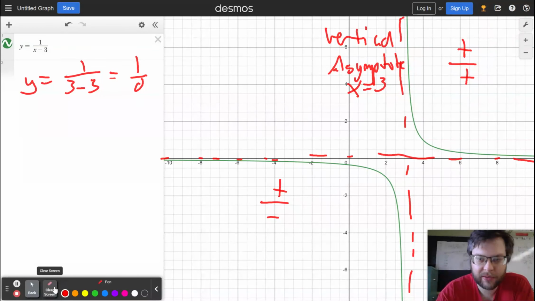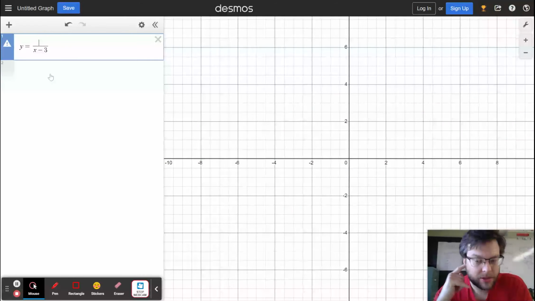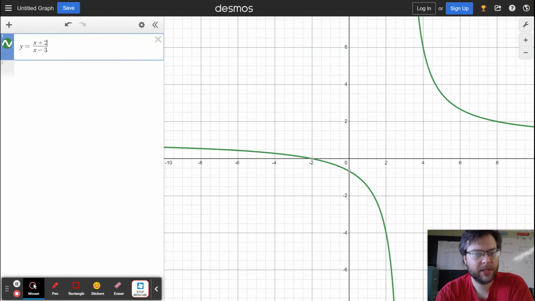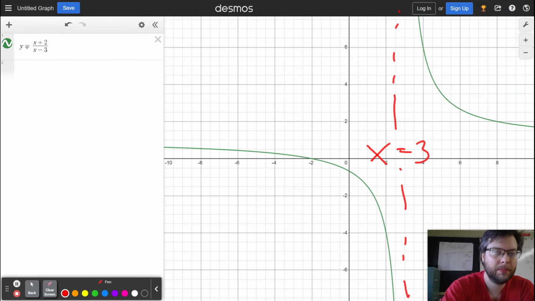Now things can get even a little bit more complicated if we start putting factors on the numerator. So let's try that, x plus 2. Now what I want you to notice is we have four things that we can really identify about the graph. We have a vertical asymptote that's still in the same place for the same reason. X equals 3 because that makes the denominator 0.